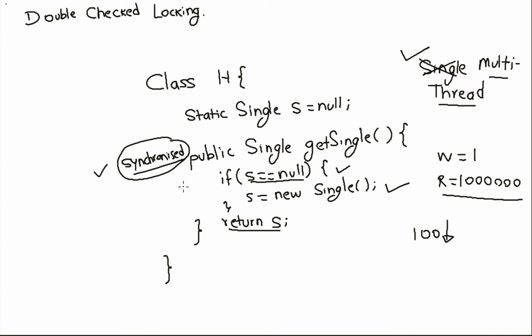So how can you improve the system? For improving this, let us rewrite the code again. So this is a helper class here, and we have static Single.